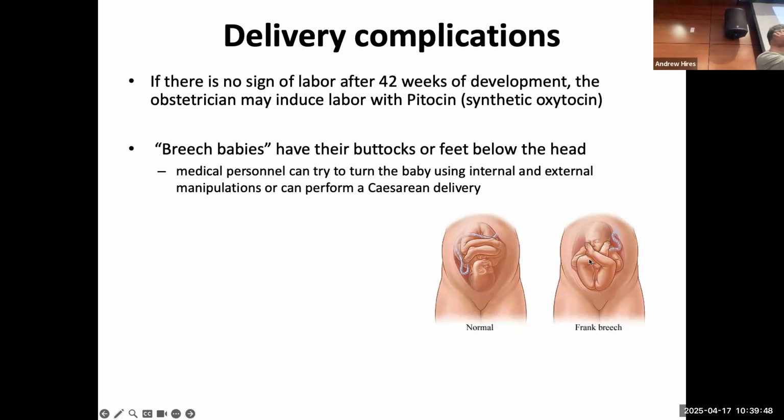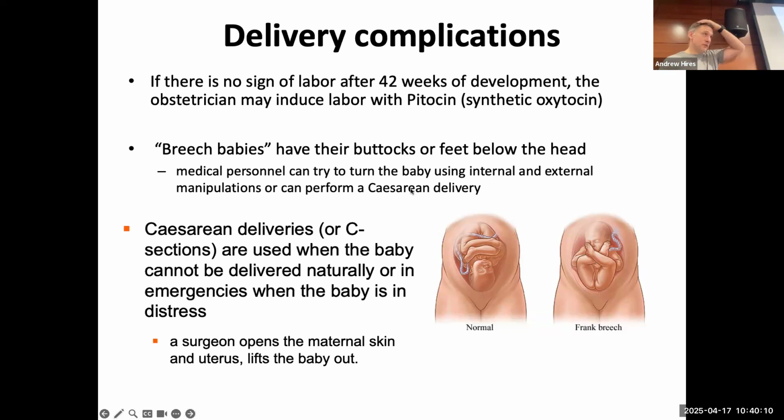If the baby hasn't turned yet, and I can identify this through ultrasound, there's all sorts of manipulations that a doctor might try to do in order to induce the baby to turn. Sometimes it doesn't happen. Almost always these days, because of the potential complications associated with that, much more difficult to get the baby out in this breech position, that will lead to a cesarean delivery. Okay, so what is a cesarean delivery?